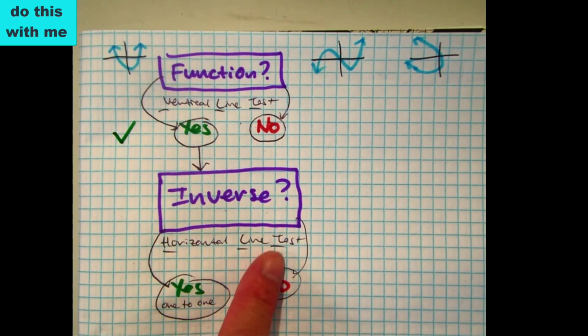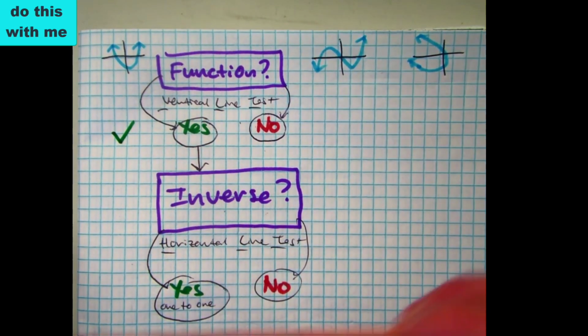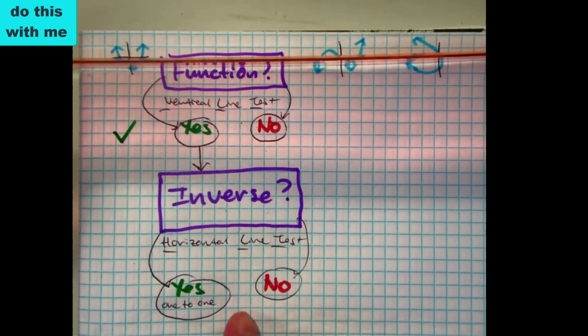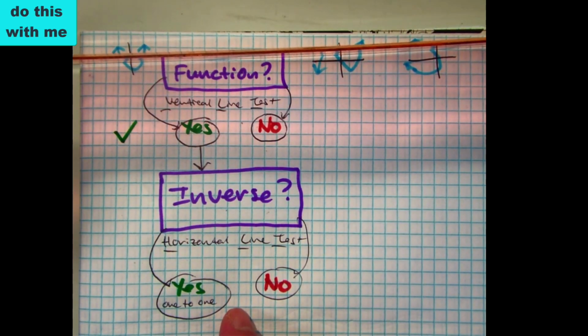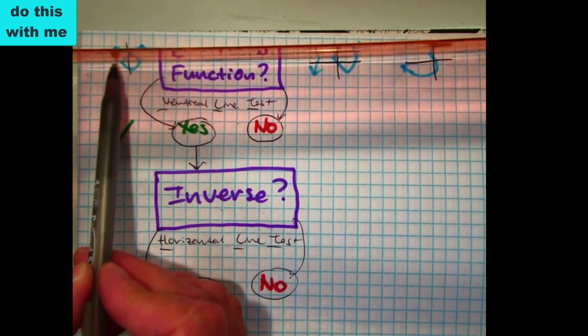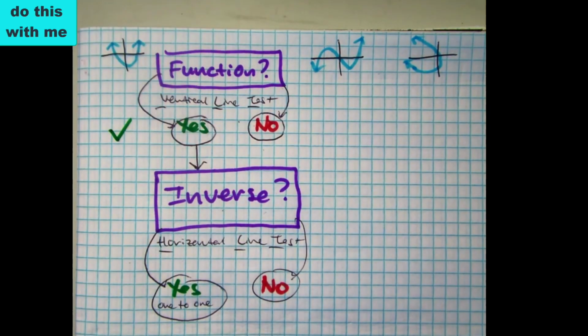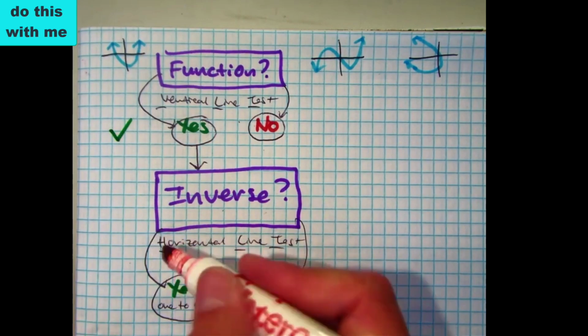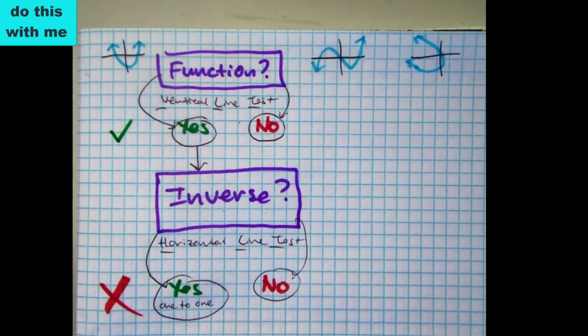Let's do the horizontal line test now. Pass or fail? Why does it fail? Because there's 2 points at it. Yeah, it goes through the 2 points here, so it is a function, but you cannot take the inverse.